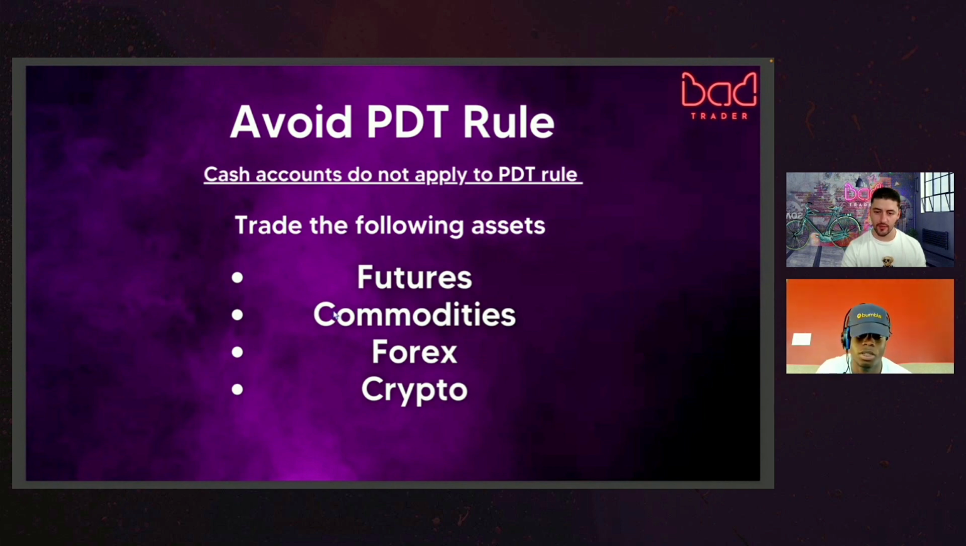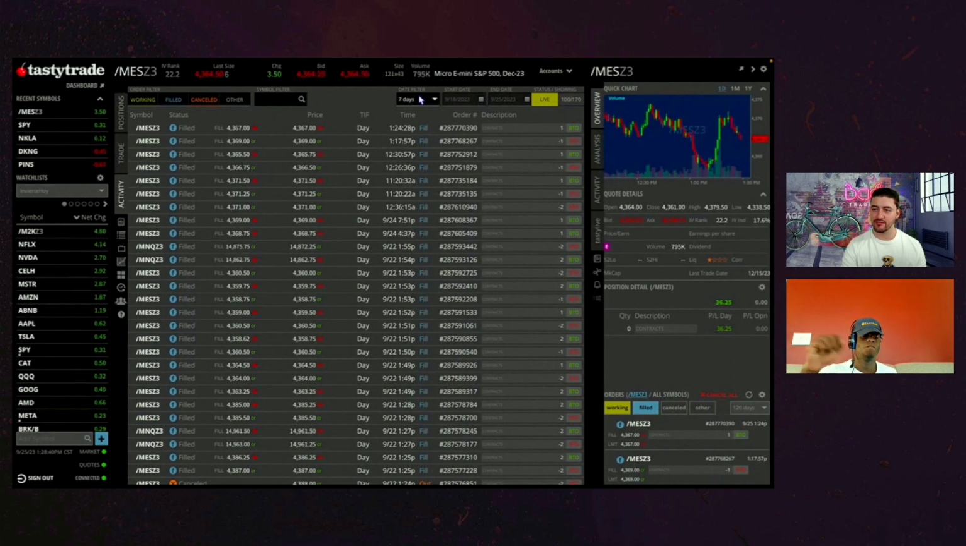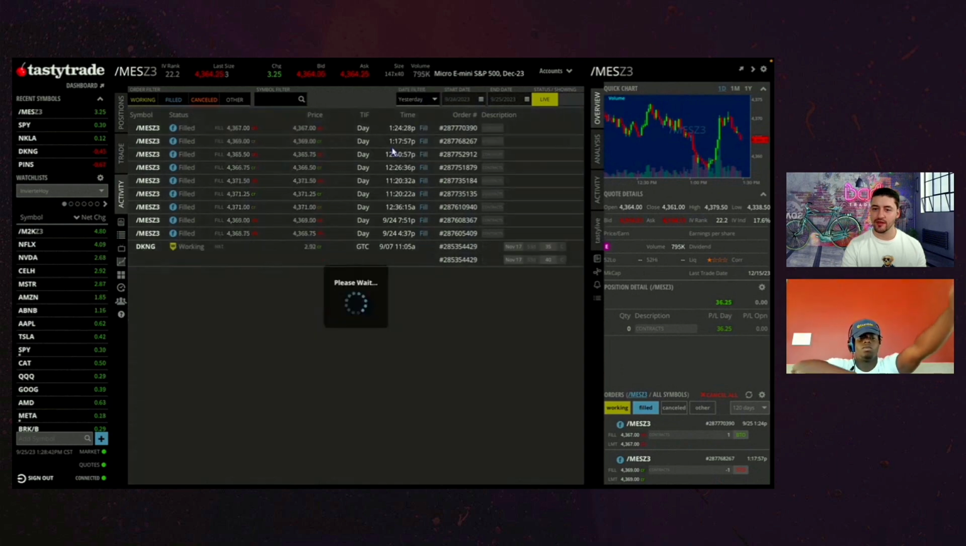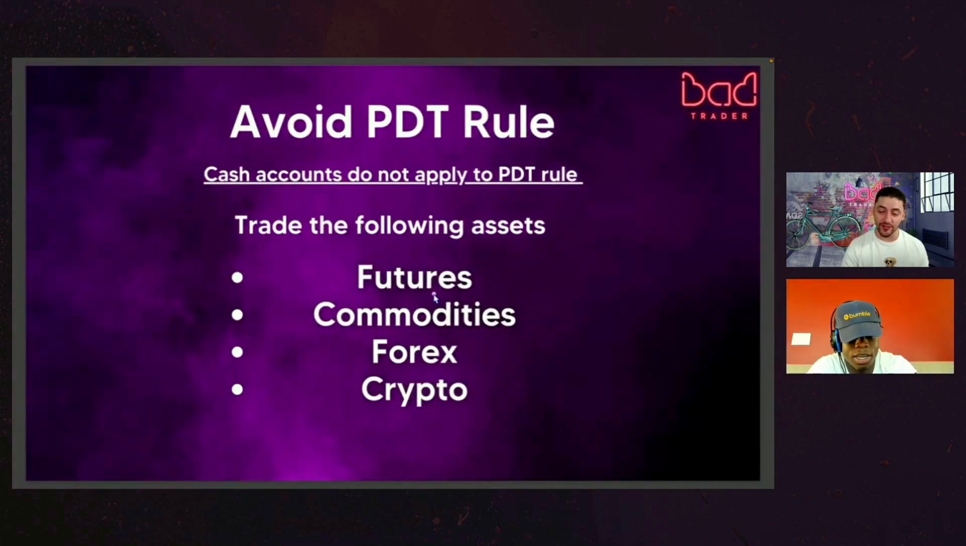And the following do not apply to the PDT rule. That's why I took 67 trades on Friday. Let me show you the date here. 67 trades with big futures. So futures, commodities, forex, and crypto do not apply to PDT.